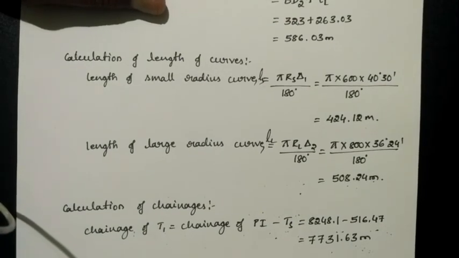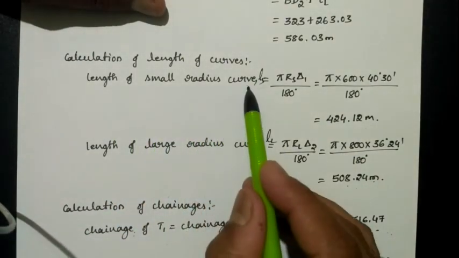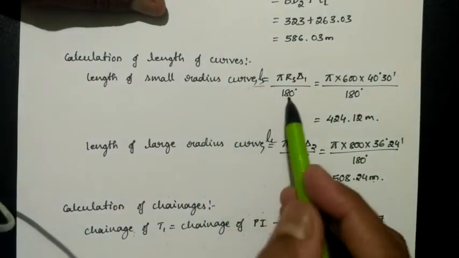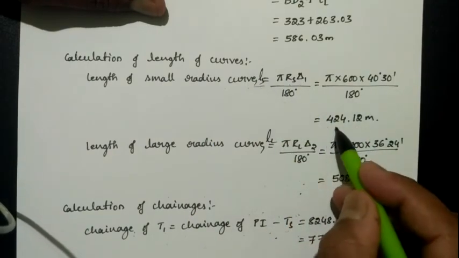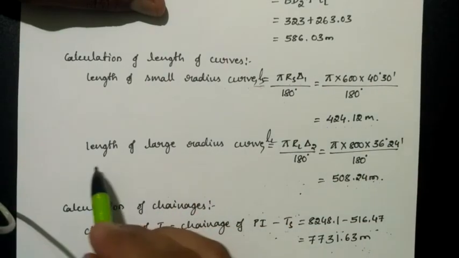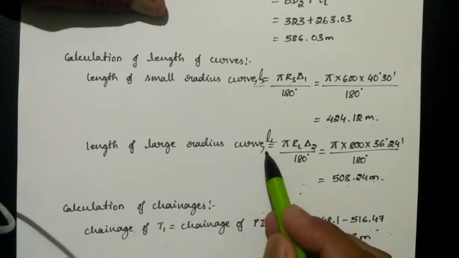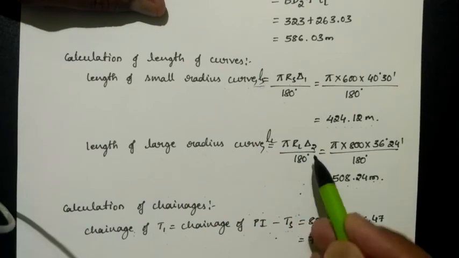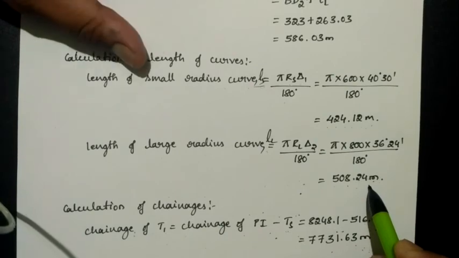To calculate the chainage of the compound curve, we need to have the length of the curves. The first length corresponding to the smaller radius curve is designated as small ls, which is calculated by pi Rs delta 1 by 180 degree, which comes around 424.12 meter. Then the length of the curve corresponding to the large radius, it is ll, pi Rl delta 2 by 180 degree, which will be coming around 508.24 meters.